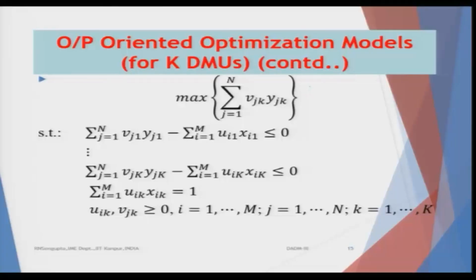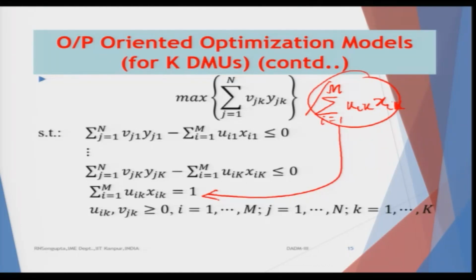So, where is it, let me check. In this problem, this was the ratio divided by a summation of i equal to 1 to capital M u_ik x_ik. So, this was the bundle of inputs. This part is removed here. That means I have added the kth plus 1 constraint. As I am forcing the denominator to be 1, I force it to be 1 and try to maximize the numerator, which I am doing.